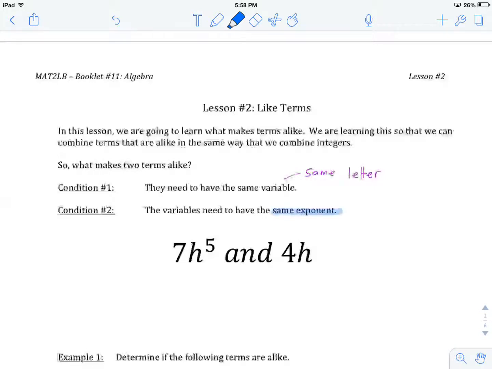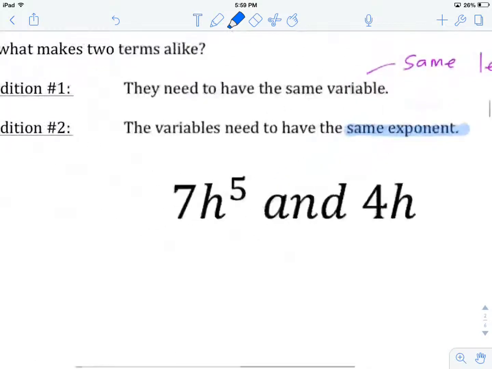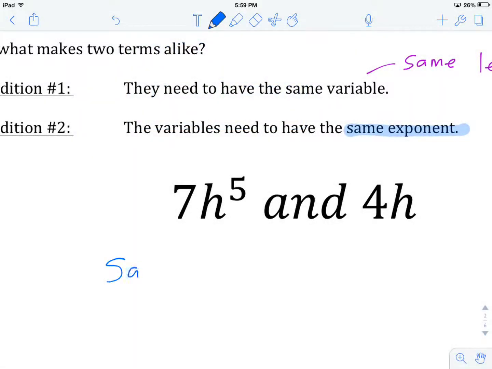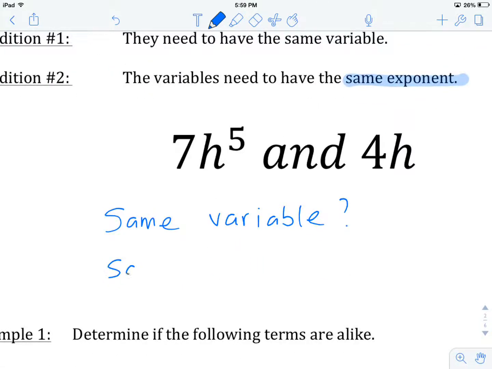So let's have a look at this one I've put out here in the middle of your note. We have 7h to the exponent 5 and 4h. Let's have a quick look at these, and I'm just going to write it out as almost like a little checkbox. Same variable, question mark, followed by, if that one is true, same exponent on that variable, question mark. That's always the question we want to be asking ourselves.